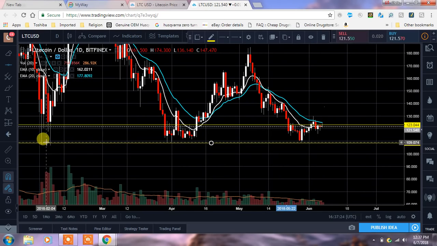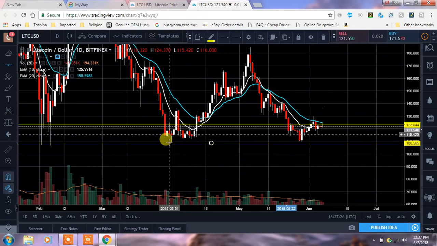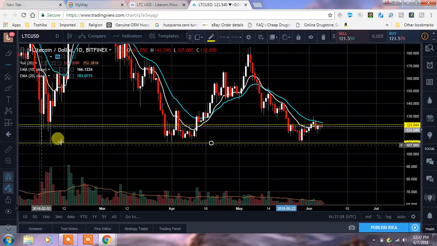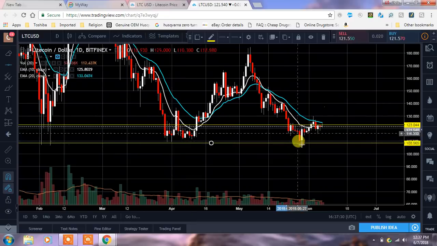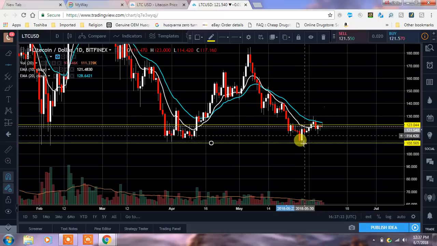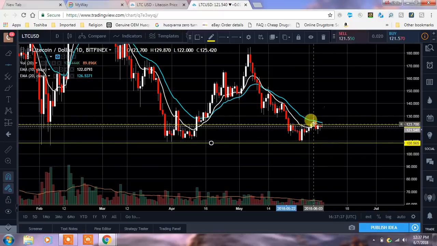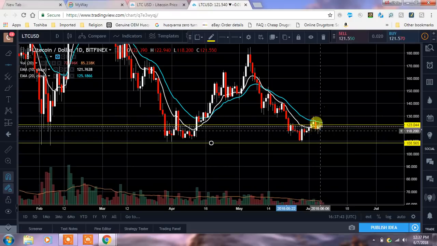But you can see back here, we wicked down to it twice. We wicked down, had that tweezer bottoms here, tweezer bottoms here, tweezer bottoms here. We came back down, hit it again. We had a bullish engulfing candle. We started to move up. Then we have what looks like, at least from this angle, a shooting star. Then we got pushed back down. This almost looks like we're having a little bit of a hammer candle here.